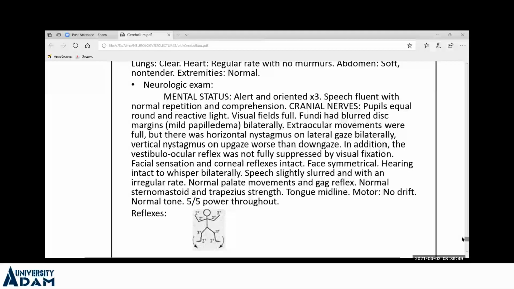Normal palate movements and gag reflex. Normal sternomastoid and trapezius strength. Tongue midline. Motor: no drift, normal tone, 5/5 power throughout. As you can see here, the reflexes are normal.